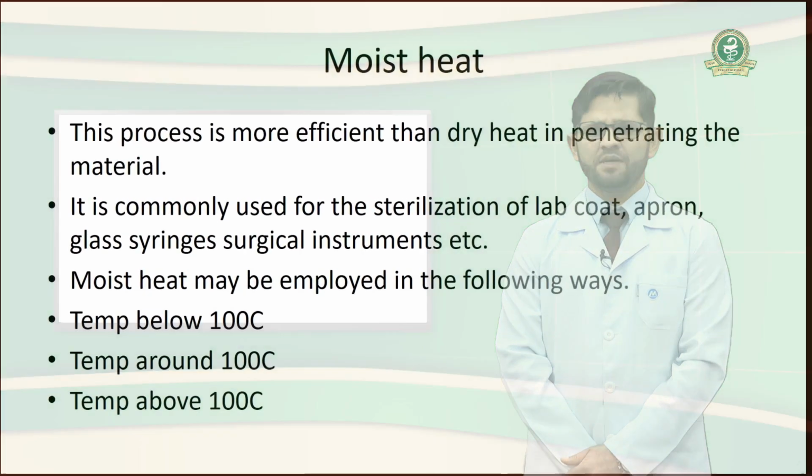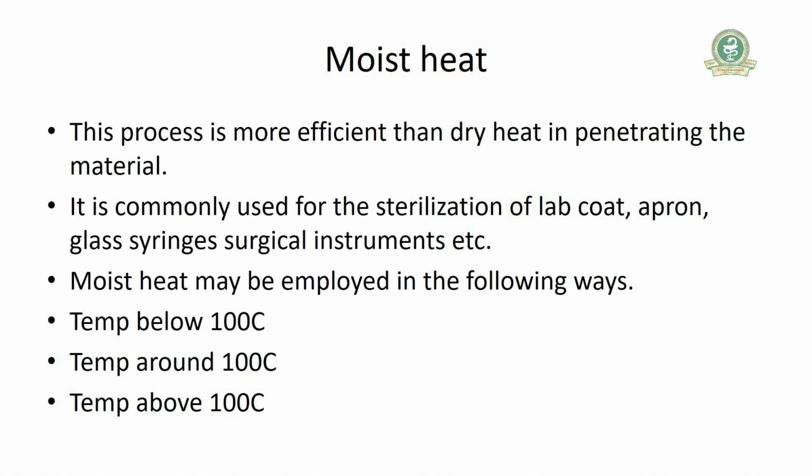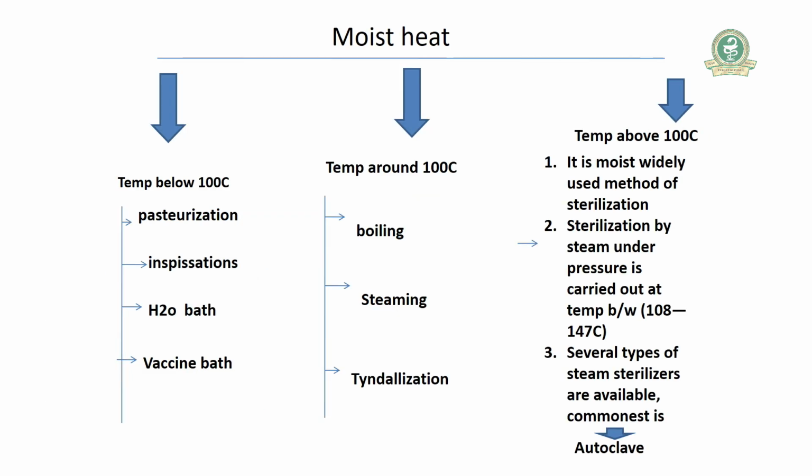Moist heat. This process is more efficient than dry heat in penetrating the material. It is commonly used for the sterilization of lab coats, aprons, glass syringes, and surgical instruments, etc. Moist heat may be applied in the following ways: temperature below 100 degrees centigrade, temperature round about 100 degrees centigrade, and temperature above 100 degrees centigrade.